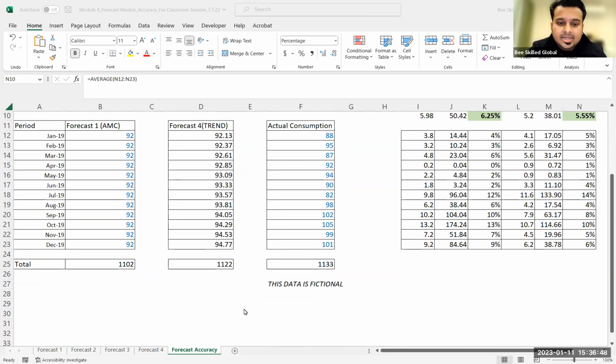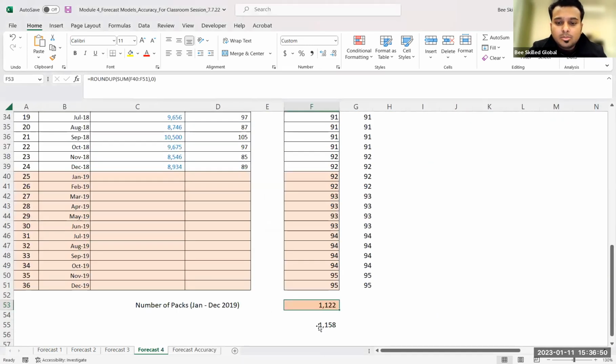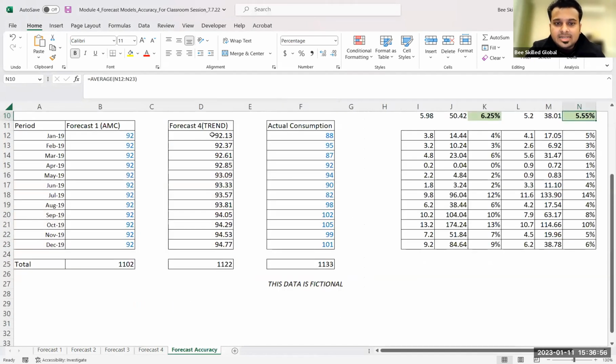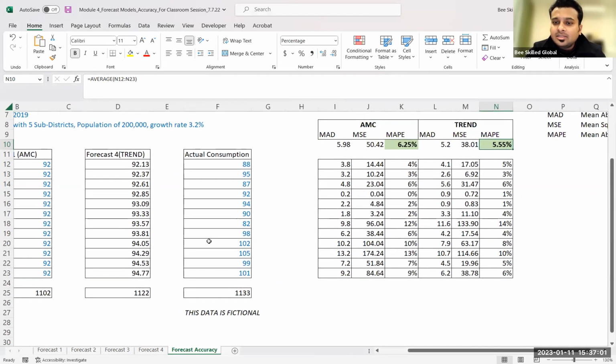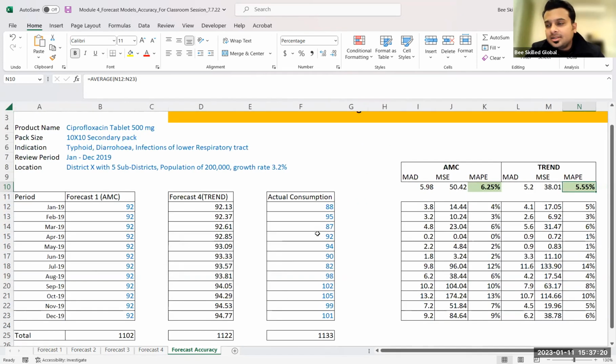Now you're right that if I take this number, 1158, for example, and then adjust my forecast on a month-to-month basis, the forecast accuracy of trend will be lower. I totally agree with you. There will be more error in that case, most likely. However, the objective is not to show that. The objective is to show how you do trend analysis and how you do forecast accuracy analysis.